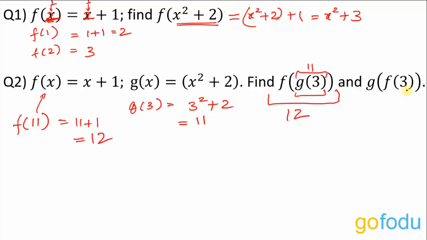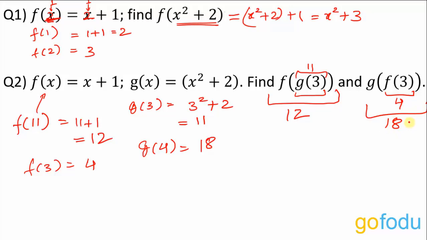Next we have g of f of 3. We'll start with the innermost bracket. f of 3: we'll put 3 in place of x, 3 plus 1 is 4. f of 3 is 4, and g of f of 3 means g of 4. g of 4 will be 4 square plus 2, 16 plus 2, 18. So g of f of 3 is 18.